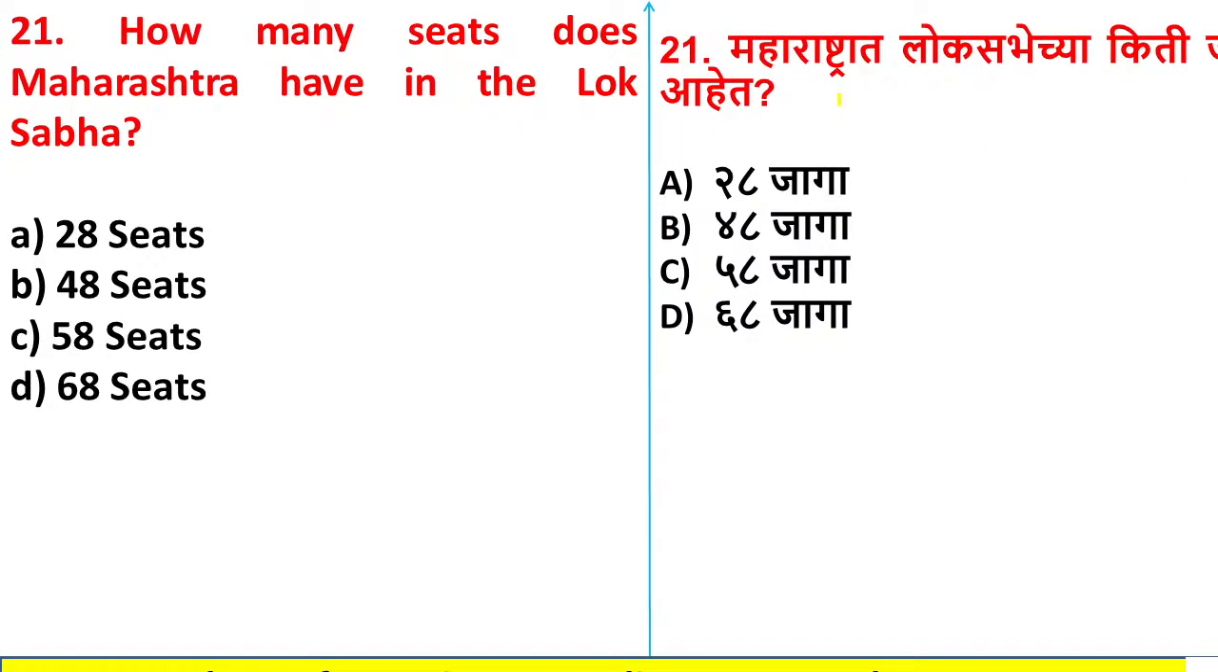Question number 21, we are having another 10 questions. How many seats does Maharashtra have in Lok Sabha? Option A, 28 seats. Option B, 48 seats. Option C, 58 seats. Option D, 68 seats. How many seats does Maharashtra have in Lok Sabha? Yes, Sonia, in Rajya Sabha, Maharashtra is having 19 seats. It's correct. Yes, many are saying option B, 48. Yes, very good. Option B, 48 seats is the right answer.